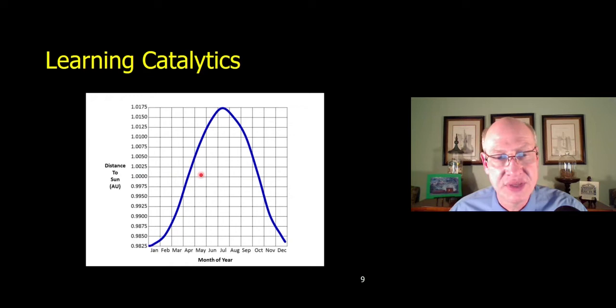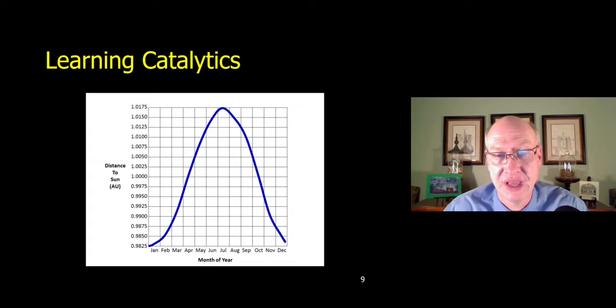In January, it's 0.9825 astronomical units from the sun. In July, up here, early July, it's 1.1075 astronomical units from the sun. And then the distance decreases and comes back down in late December. I want you to look very carefully at this graph, and I want you to note the months when the Earth is closest to the sun, that is, the distance is smallest, and when the Earth is farthest from the sun, that is, when the distance is largest.